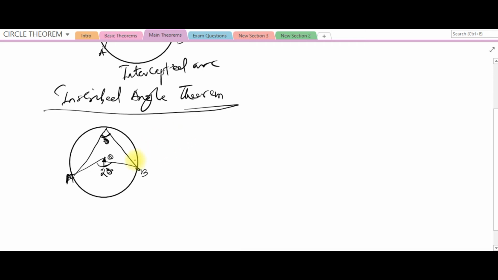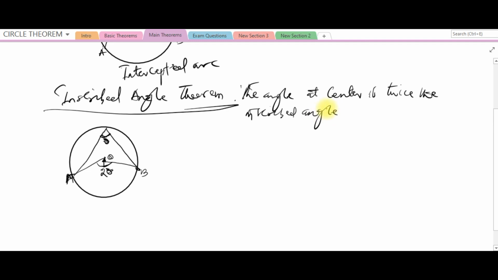So that's the theorem. It states that the angle at the center is twice the inscribed angle. So that's the theorem. So the next, okay, let me show you why. Let me do a quick proof.